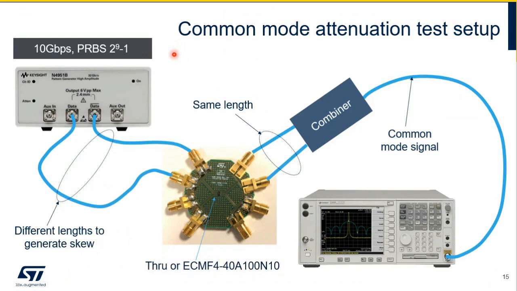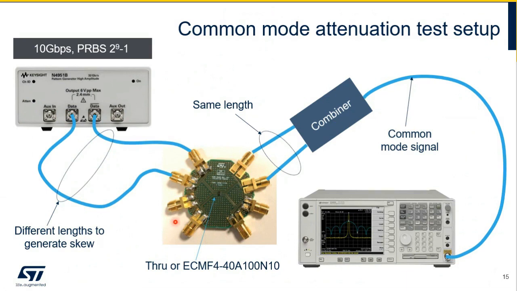Now we will present a second demonstration which shows the level of common mode attenuation the ECMF4-40A110 can provide on a digital signal. As presented before, the common mode is responsible for disturbances and unwanted noise, and we want to attenuate it. For this setup, we use a high-speed differential pattern generator, which provides 10 gigabit per second PRBS data. PRBS means pseudo-random binary sequence. This generator provides the data through two cables with different lengths to generate skew between the data plus and the data minus. The signals are transmitted through a PCB.